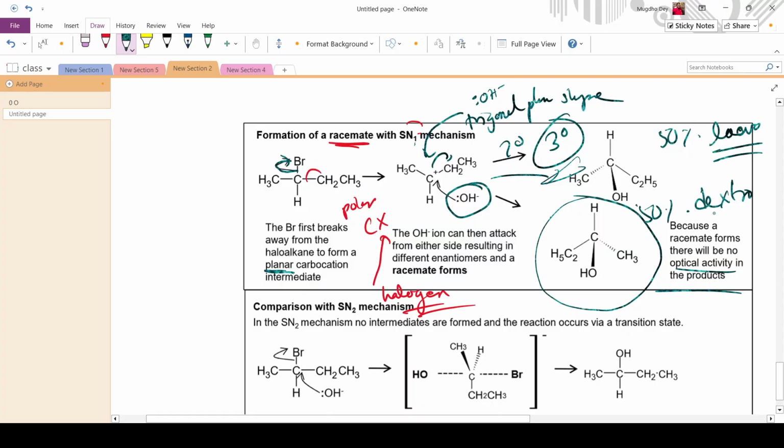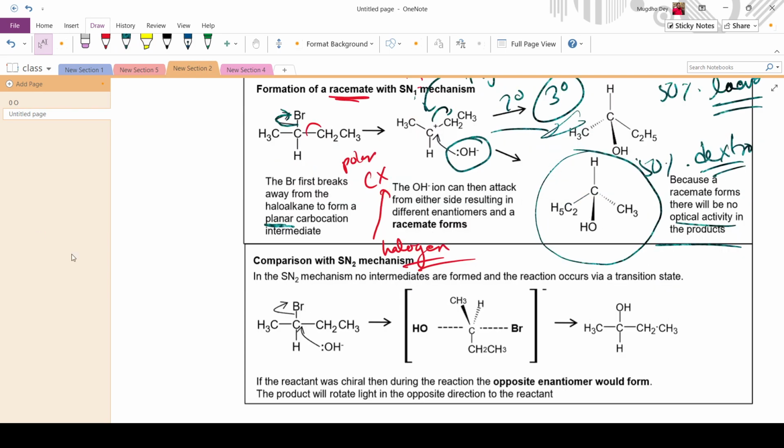Yes, that's the reason why it's called racemate or racemic mixture. Am I clear? And I think you understood why optical activity is not so. So SN1 leads to the production of this racemic mixture, but in SN2, check it out.